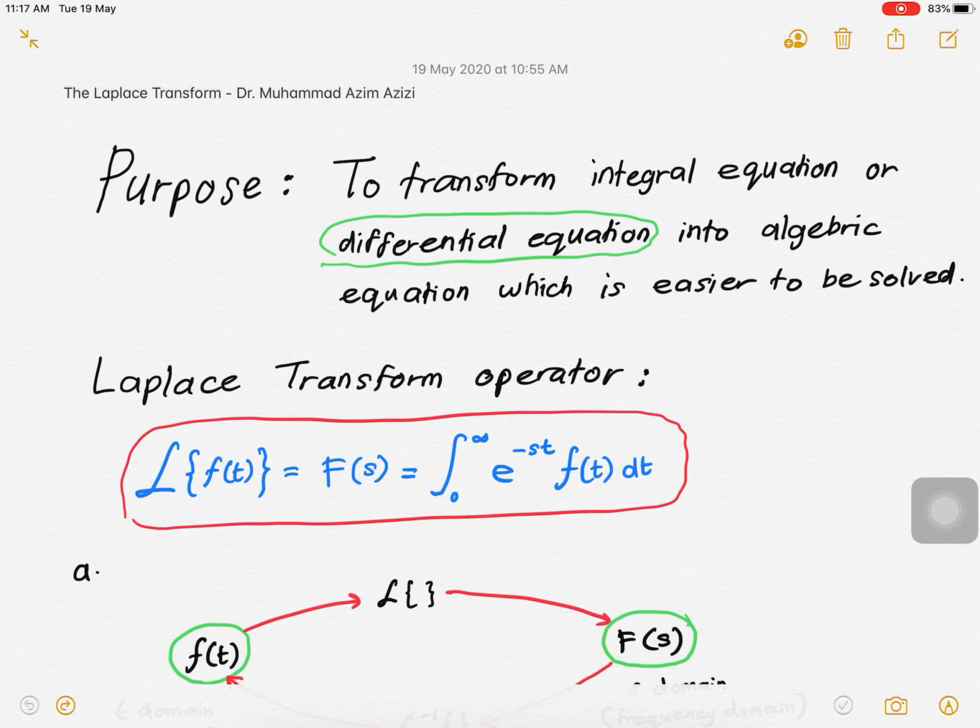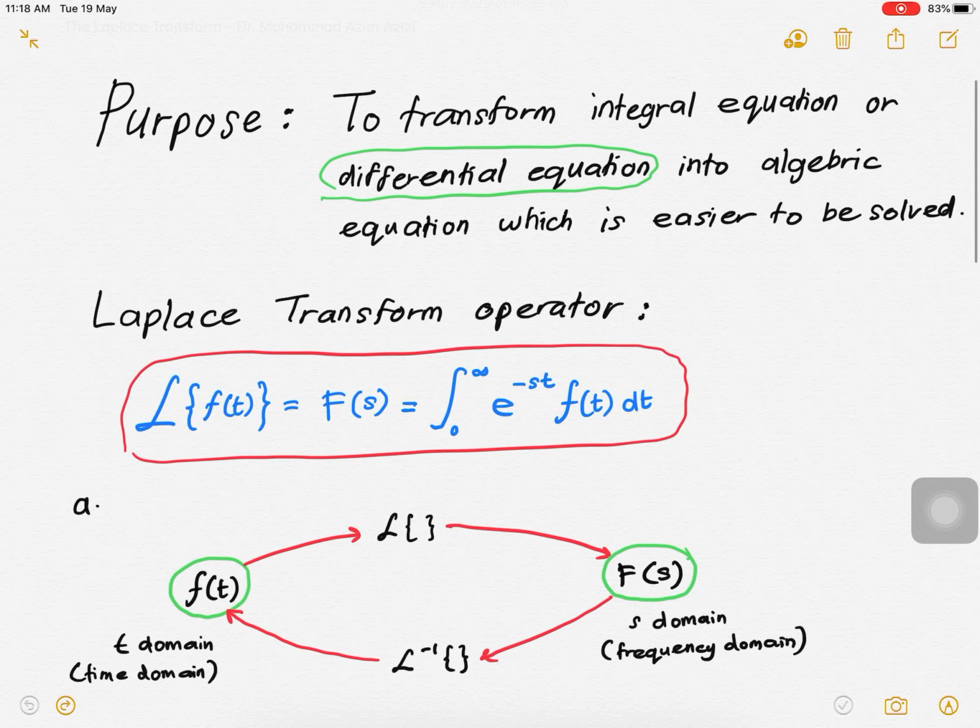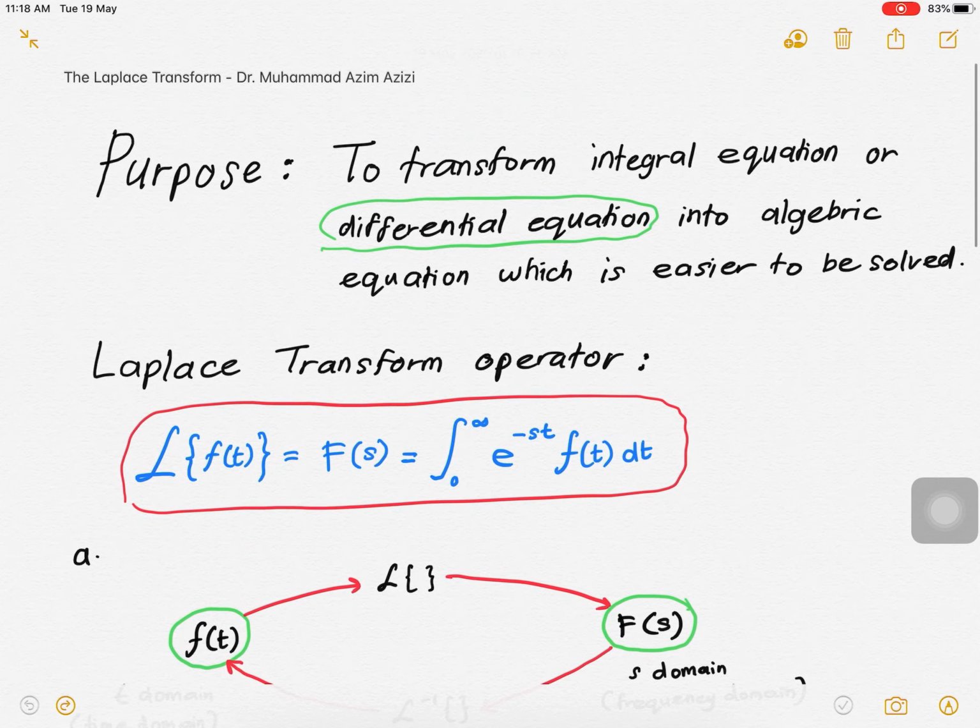So I'm going to be quick in this lecture. First of all, what is the purpose of the Laplace transform? The purpose is to transform an integral equation or differential equation into an algebraic equation.